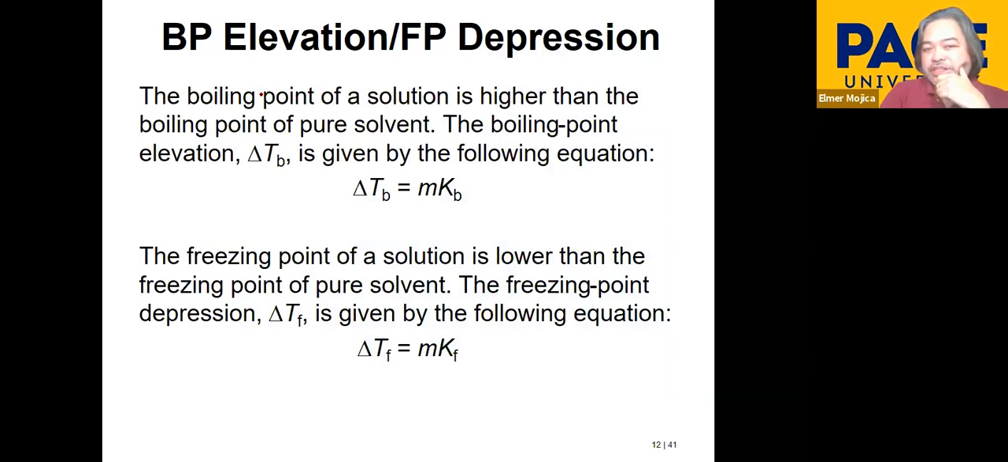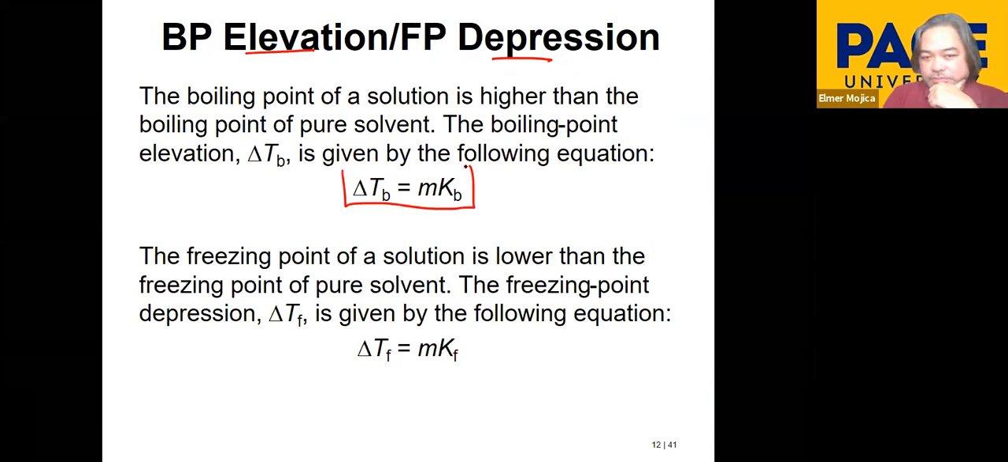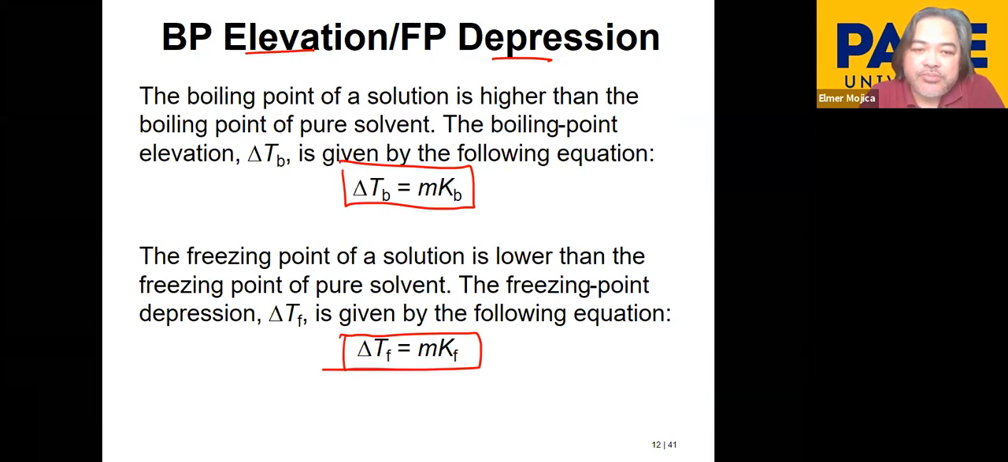Based on the wording, the boiling point will go up and the freezing point will go down if you have a solution. And there is a corresponding unit or equation for that. The boiling point of a solution is higher than the boiling point of the pure solvent. So you have here the boiling point elevation. This delta Tb is just the boiling point of the solution minus the boiling point of the solvent.